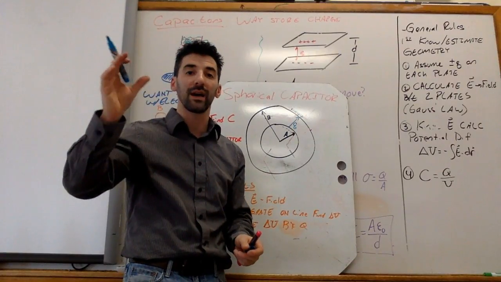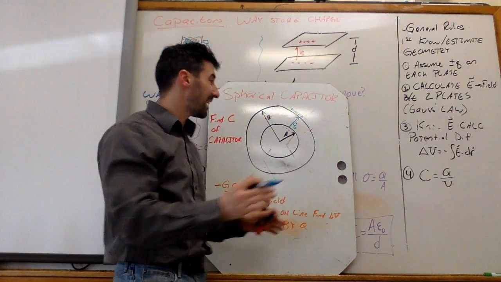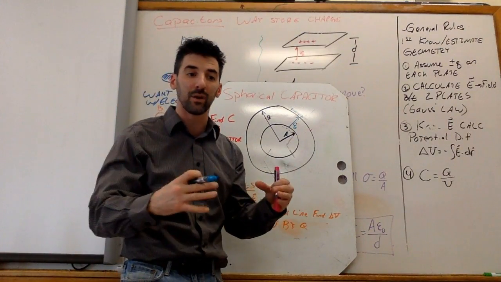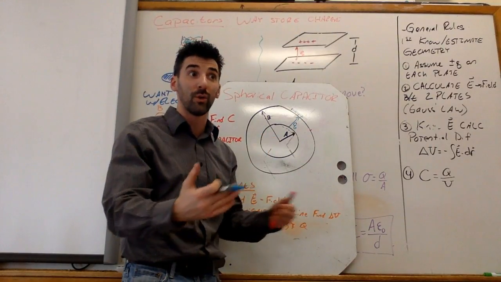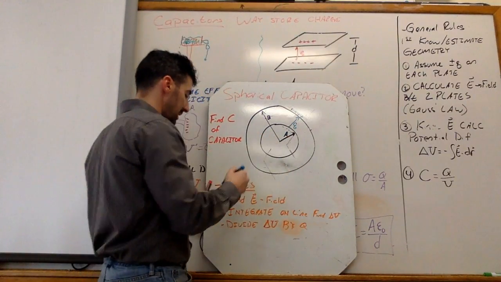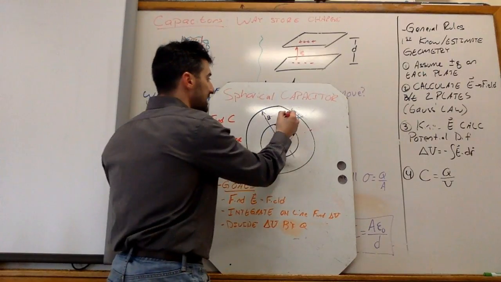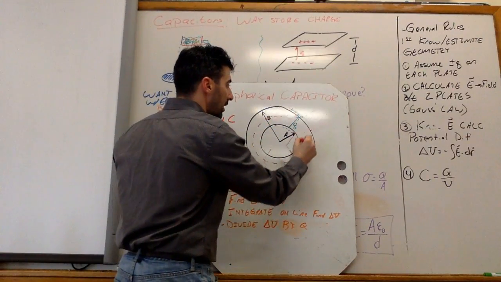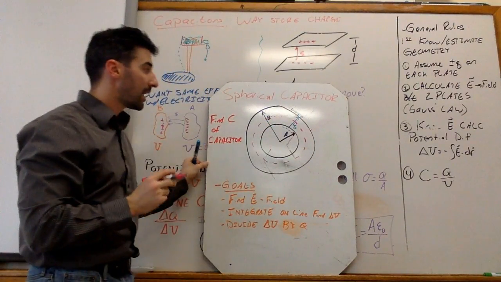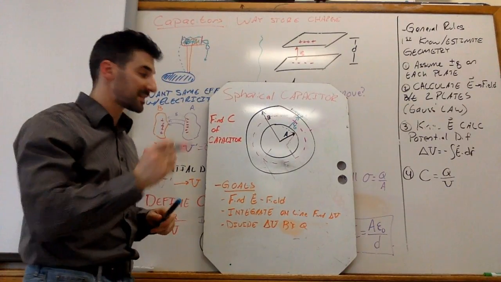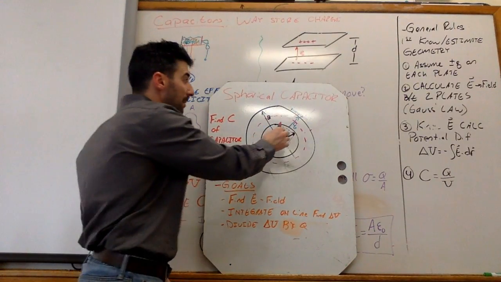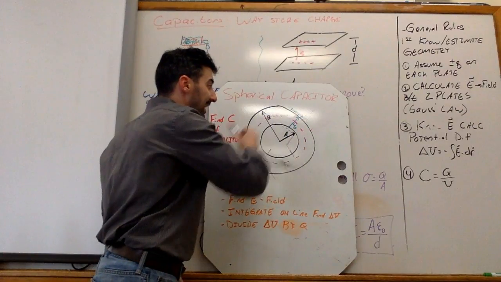So we recall Gauss's law. For Gauss's law, I need a Gaussian surface. I need to enclose something. There is a Q and an epsilon naught, a charge enclosed. So I'm going to draw a Gaussian surface right around A. Now that I drew my Gaussian surface, I can find my electric field in that Gaussian surface.